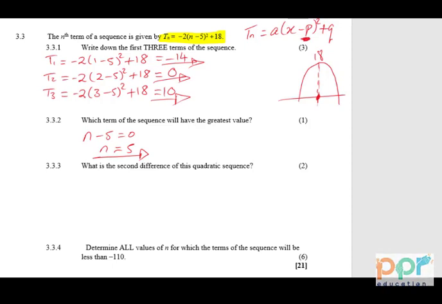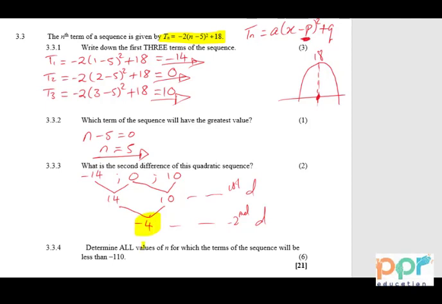Let's learn again. What is the second difference of this quadratic sequence? We are told it's a quadratic sequence, which is at minus 14, it is 0, plus it's 10. So 0 minus 14, you will get negative 14. 10 minus 0, you will get 10. And then 10 minus 14 will give you minus 4. So this was for the first difference, and this is for the second difference. So your second difference will be negative 4.